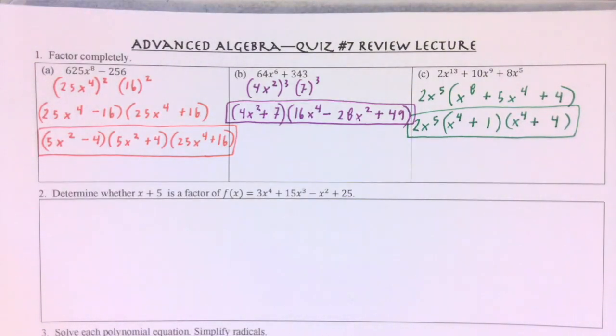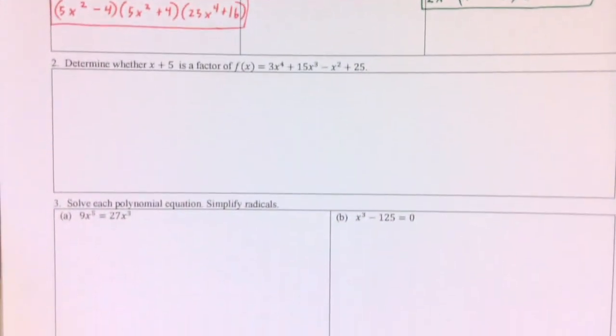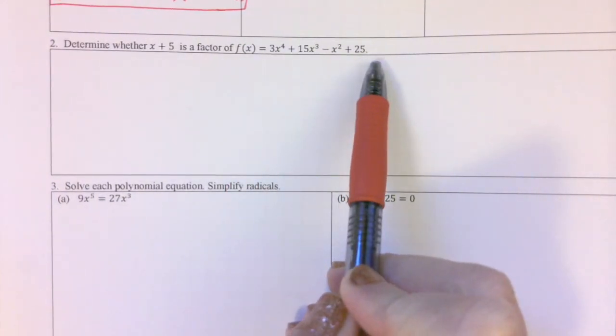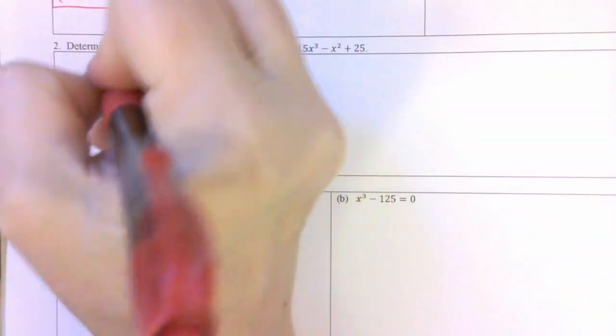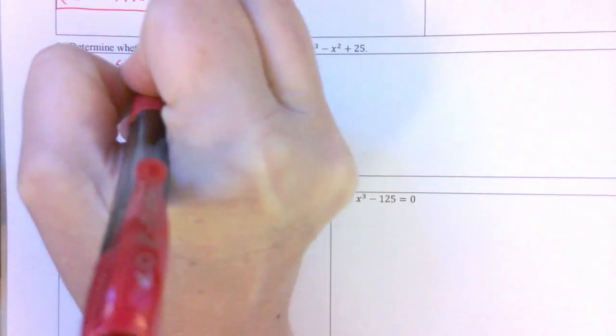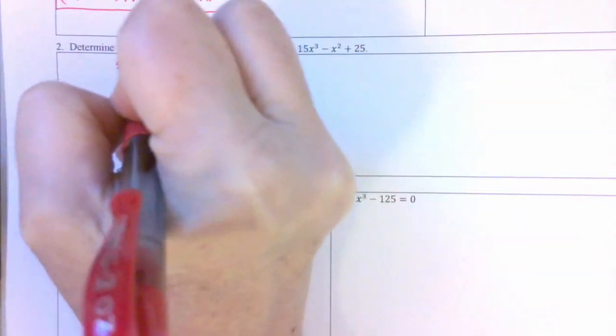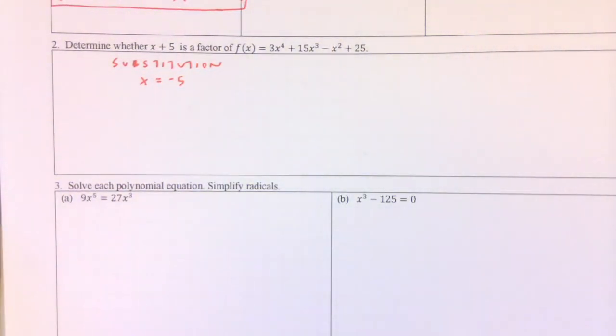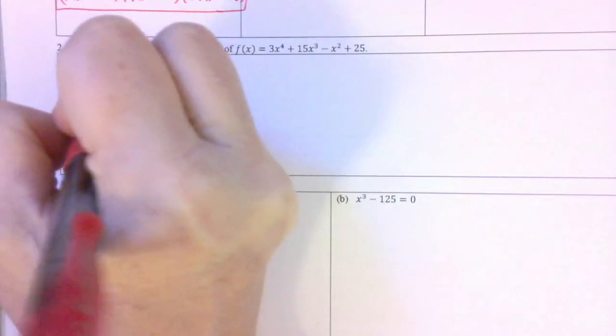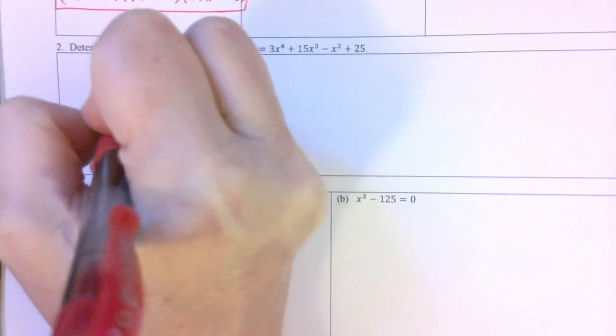Okay, next up here I'm saying determine whether x plus 5 is a factor of this polynomial function. So two ways that I could check. I could use substitution. So if I use substitution, let me just write that out first. I'm looking for, is x equals -5 a solution? Is it a 0? So if I input an x value of -5, is it going to output a remainder of 0?